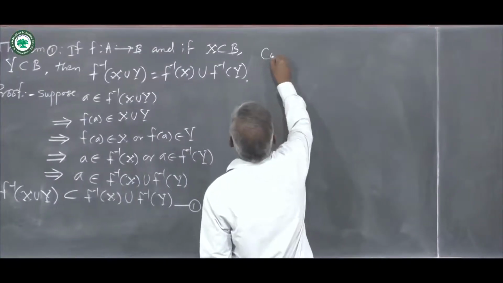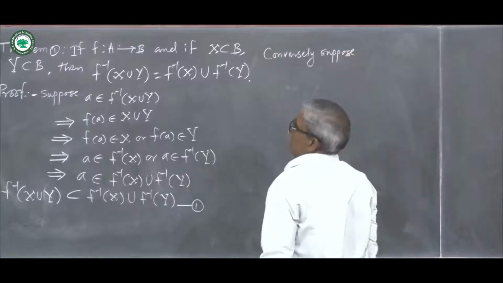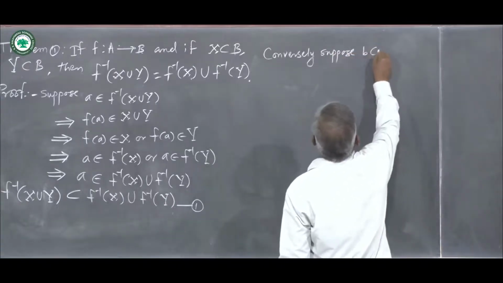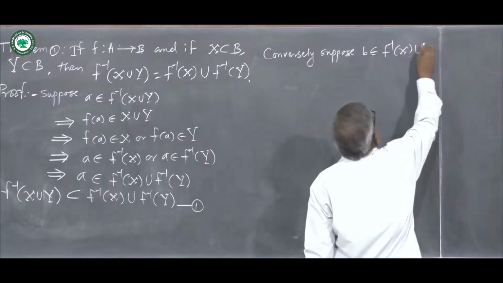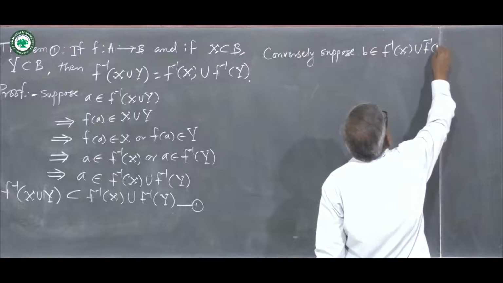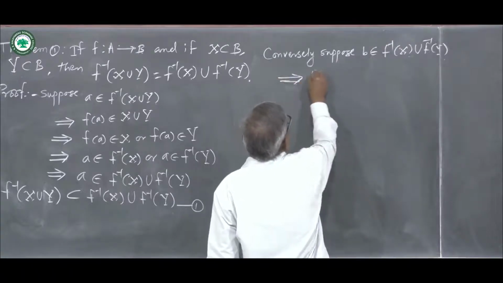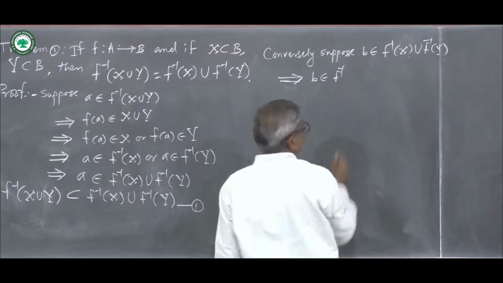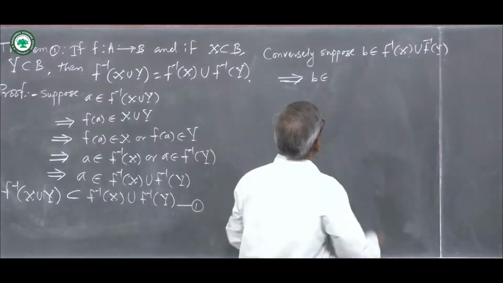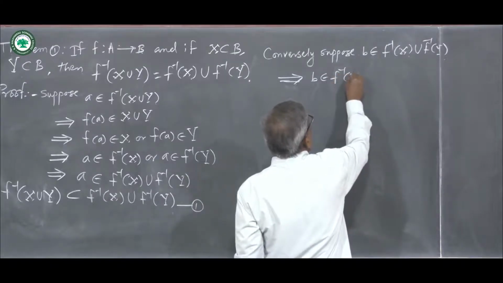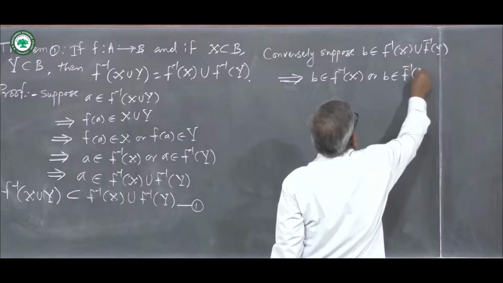Conversely, suppose b belongs to f inverse of capital X union f inverse of Y. This implies b belongs to f inverse of X, or b belongs to f inverse of capital Y.